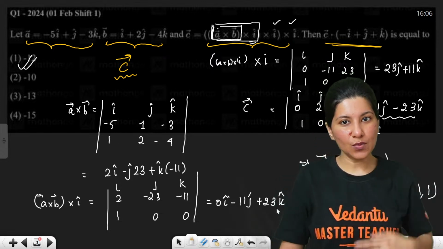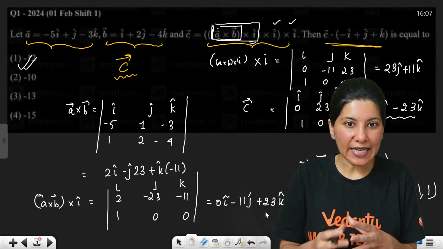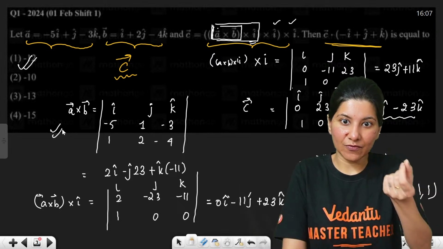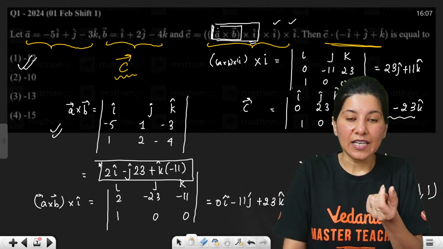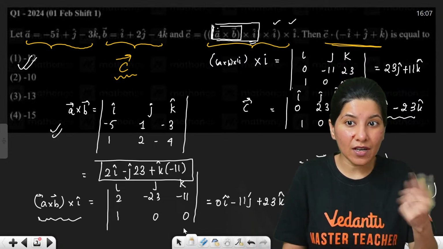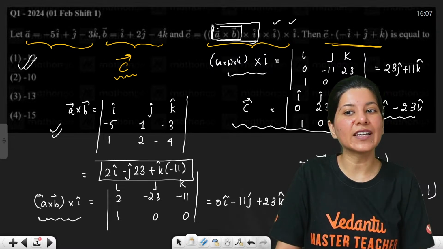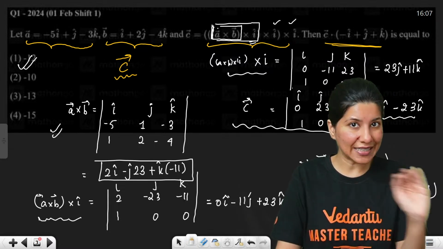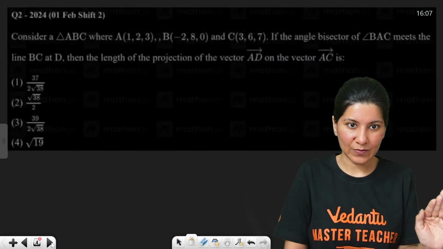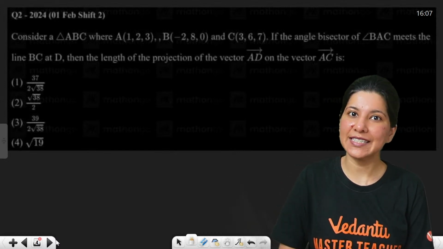So in this question, what did we do? We just calculated A cross B, and then the final vector is this. Now we want one more cross with I. You can see we have done it over here. One more cross with I, done it here. Last time cross with I. Finally you will get the C vector, and once you have the C vector, everything is sorted. Alright, clear. Now are we ready for the second question?